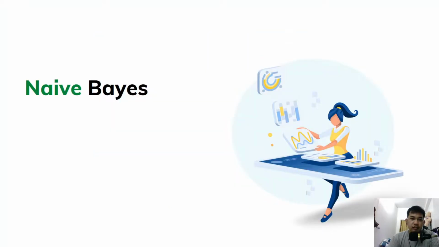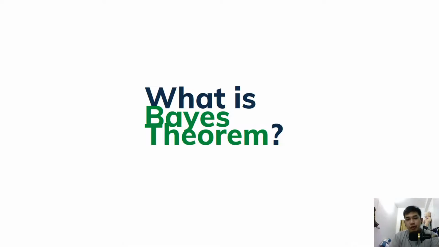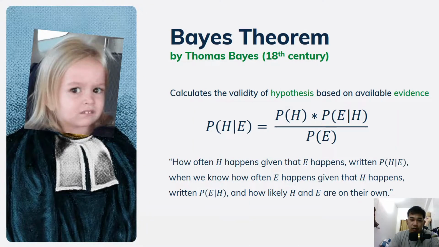Before anything else, let us have a brief review of what we discussed last time. It's about naive Bayes, no? With Bayes' theorem, it calculates the validity of hypotheses based on available evidence. We already discussed how we used the formula in the prediction process, of course, with the use of the evidence.